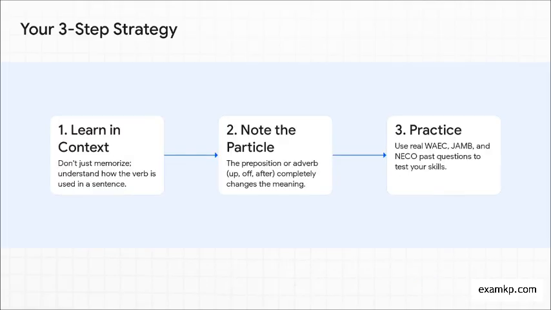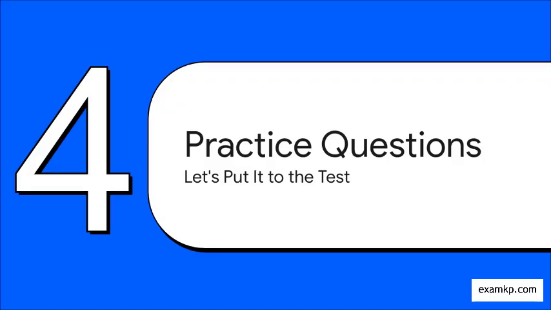So here's your simple 3-step plan. Number 1, always, and I mean always, learn these verbs inside a full sentence, never on their own. 2, pay super close attention to that little particle: up, down, in, off, because that's the word that changes everything. And 3, the single best way to prepare, no question, is to practice with actual past exam questions.